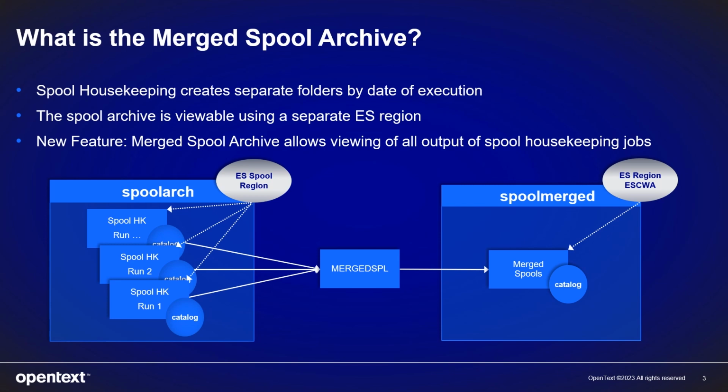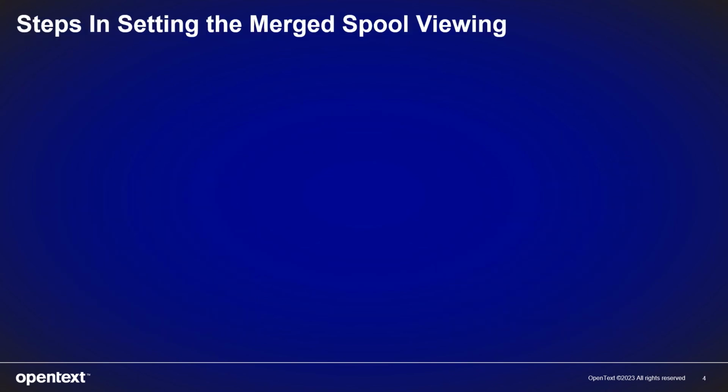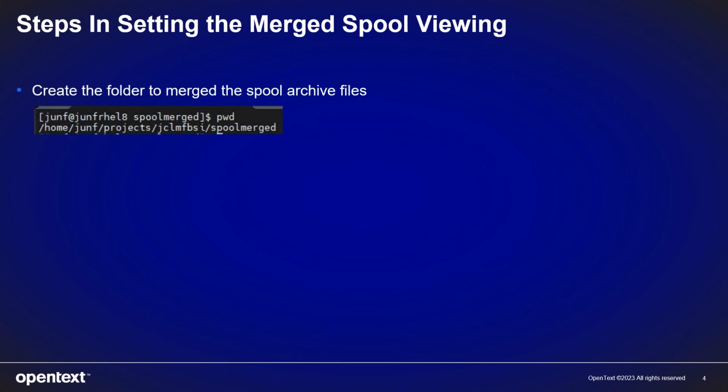The first step in merging spool archive files is to create the target folder. In this example, the target folder is named Spool Merge. The complete file path is shown here and must be set in the Merge Spool file path settings in ESCWA. This setting will be shown later on in this video.